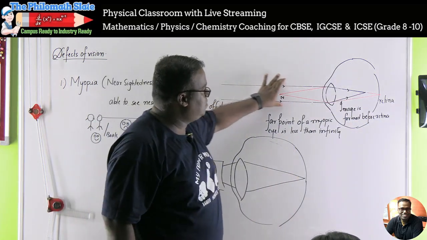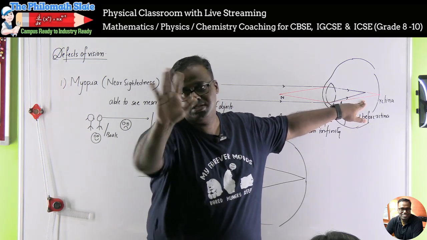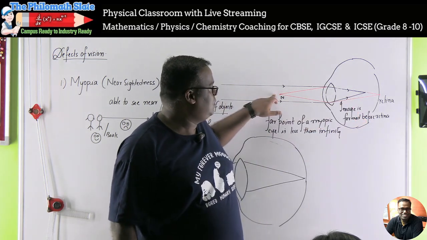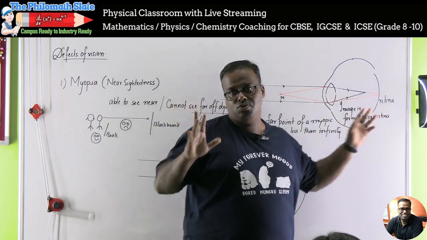When the rays are coming parallel from a distant object, the image is forming before the retina. So you can't see. But when the rays are coming from a nearby object, the image is forming on the retina and you are having perfect vision. So we now play on that.